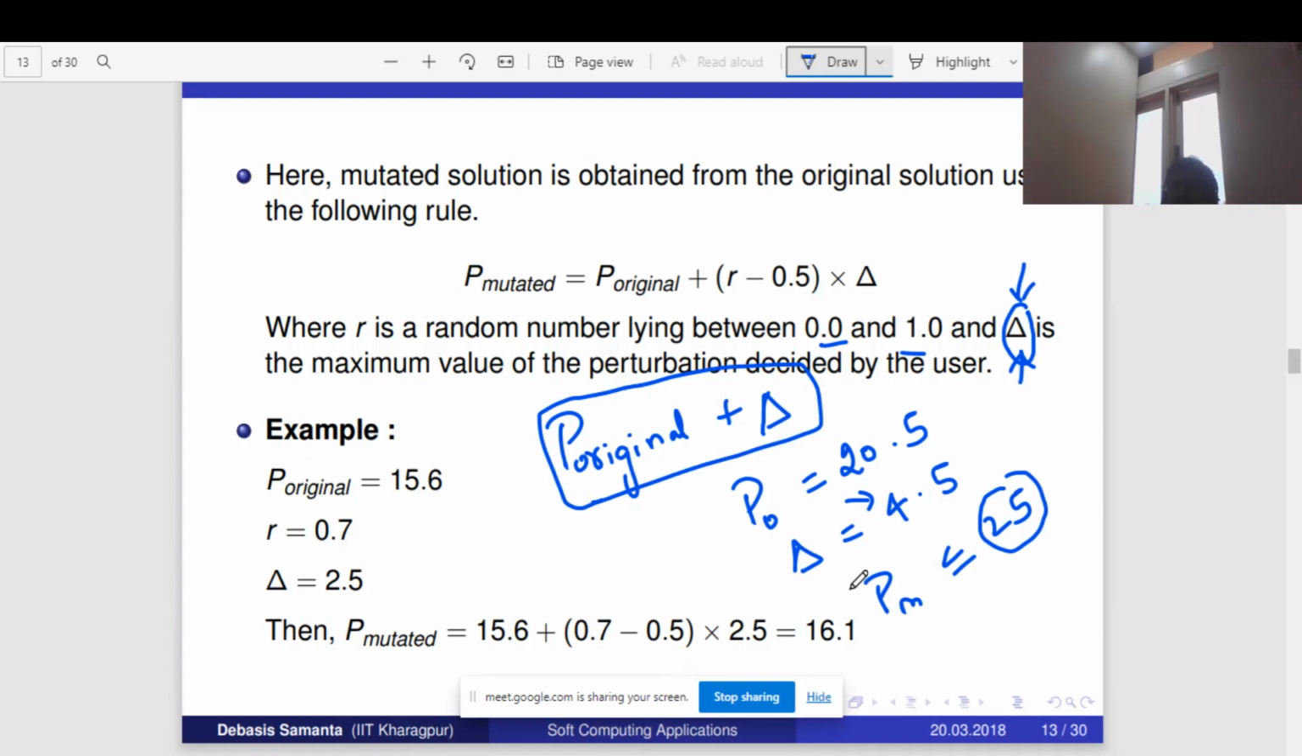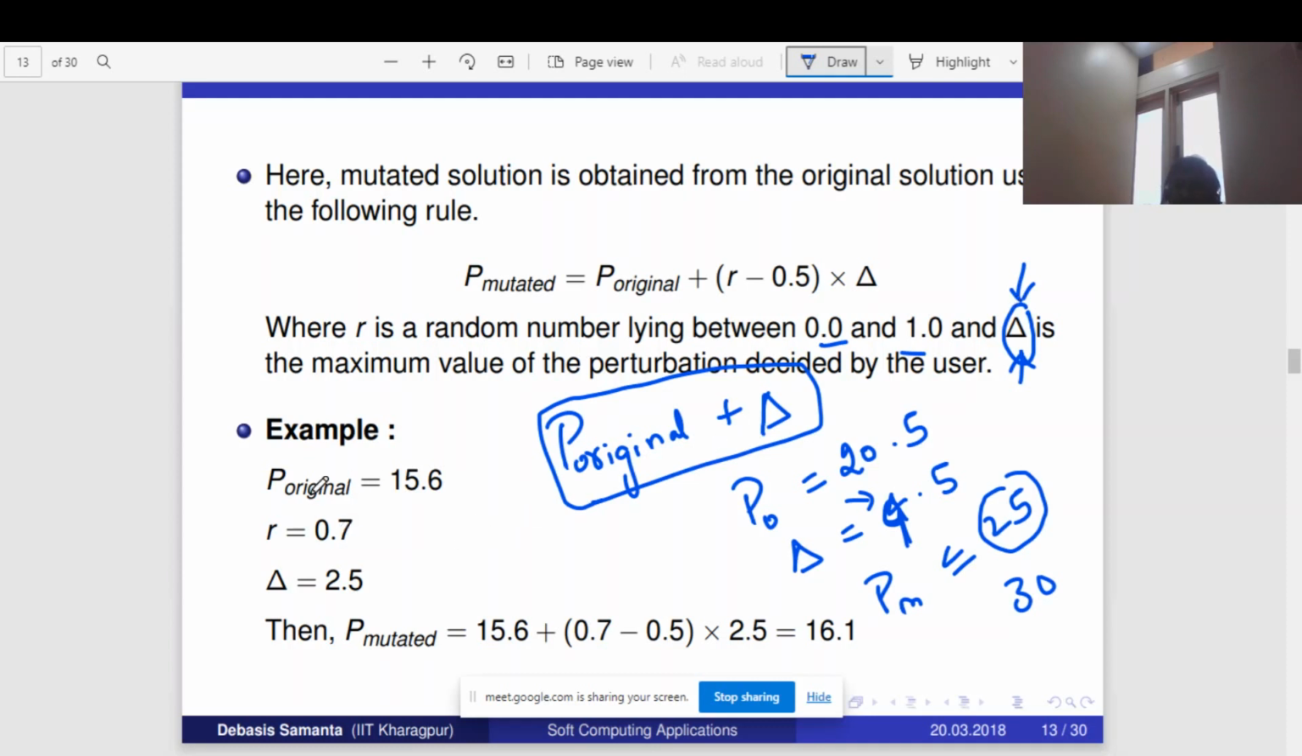For example, I want to make sure that the result should not go beyond 30. Then what should delta be? 9.5. Good, exactly. So this is how delta is chosen. Before that, the user should have the knowledge of what the upper limit should be, where it should not cross. Then he can choose this delta.